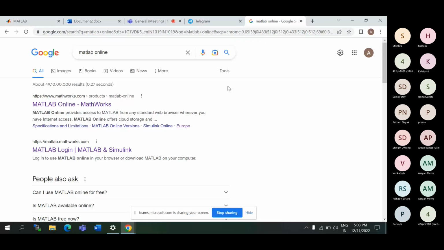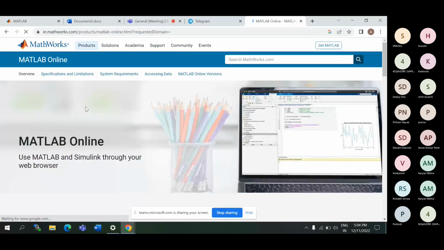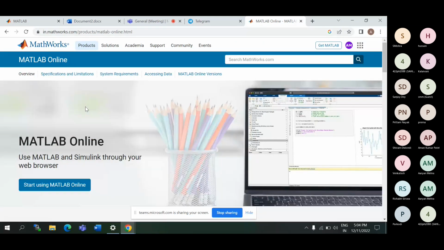Why? Because while you are coding in MATLAB online, you also get suggestions. That is very important for a beginner. You can use MATLAB online for free for 1 month, and you can keep changing your Google account every time you want to use it, so there is not a very big problem.